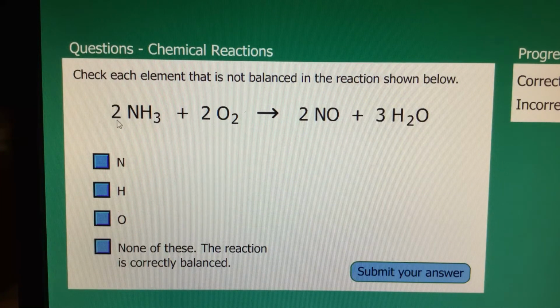6 hydrogen and also 6 hydrogen. The last one we see is oxygen. Here's 2 oxygen. Here's 3 oxygen. So 2 plus 3 makes 5. The oxygen are not balanced. So I'm reading carefully this time. Not balanced. That's what we want.